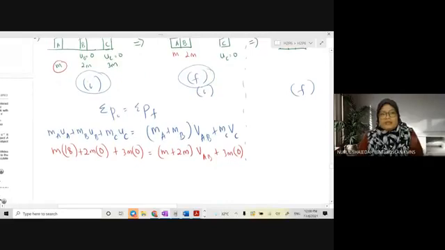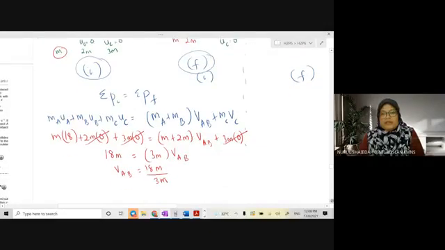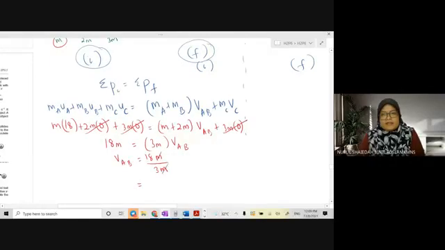Okay, so from here the zero terms cancel, because anything times 0 you get 0. So here you get 18M. On this side you get 3M, M plus 2M is 3M, times VAB. So we want to find VAB. VAB equals 18M divided by 3M. M can cancel. 18 divided by 3 you get 6. So this is the velocity for VAB.